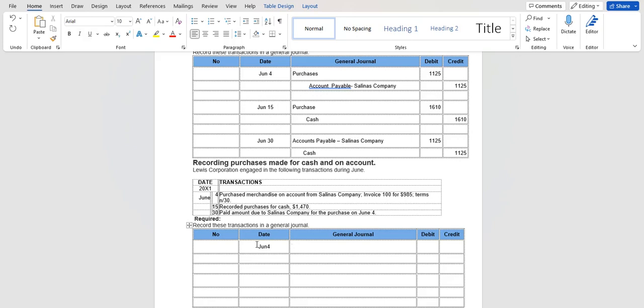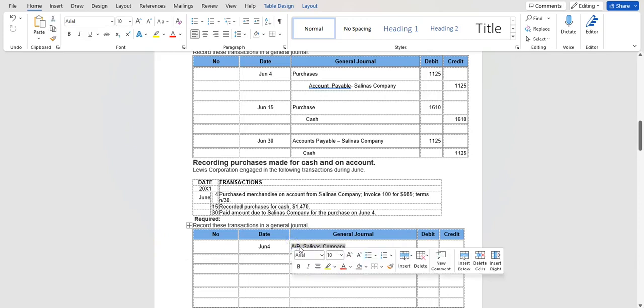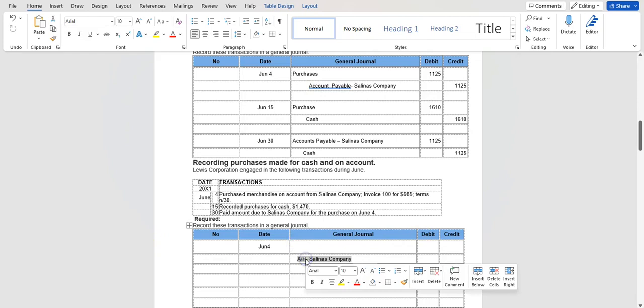At this point, I'm going to just use acronyms. Okay. So if you see an A/P, that's accounts payable. We need to give it the name, and it's Selena's company, Selena's, I think it's Selena's company. Okay, and first off, this is in the wrong spot. Okay, this needs to actually be our purchases. I'm going to just grab this and move it down.